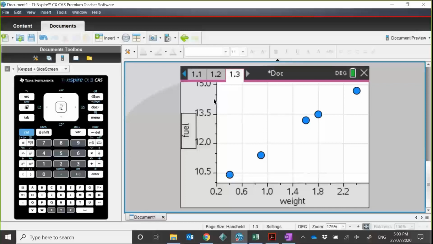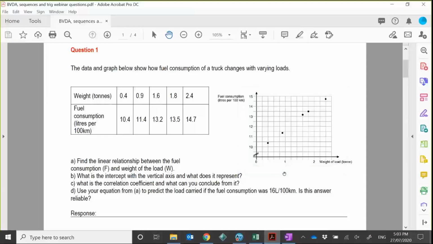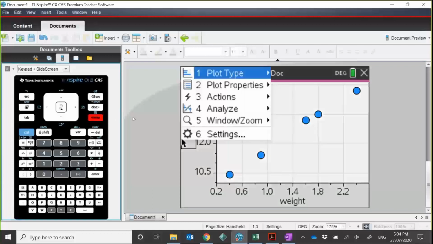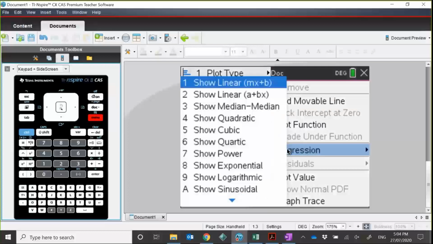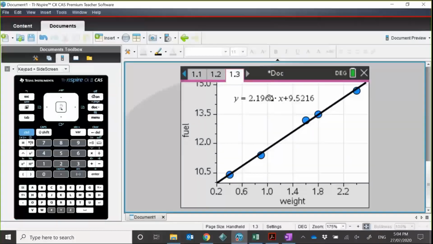Now there is your scatter plot, and that should match up with the same scatter plot that they've done on the exam paper for you. We need to find the relationship between those 2 values. So there's a couple of ways to do this, and I'll show you 2 ways because there are some advantages. We need to add a regression line to this scatter plot now. So Menu, Analyze, Regression, number 6, and we want the first one, Show Linear, number 1. And what it does is it puts the equation of that line of best fit onto the scatter plot.